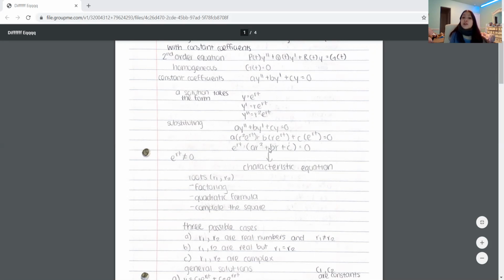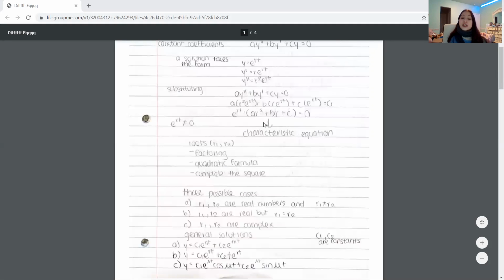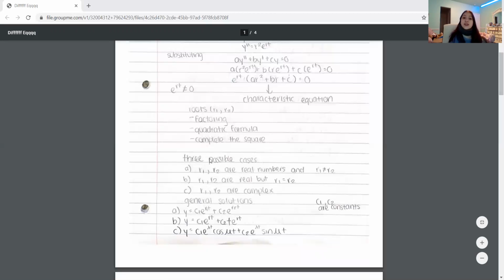And it has to be equal to 0 since we know that e to the rt cannot be equal to 0. And this whole thing is equal to 0, so we know that this equation has to be equal to 0. We're going to get the roots, the value of r, by either factoring or using the quadratic formula or completing the square. Depending on our roots, we can get 3 possible cases.